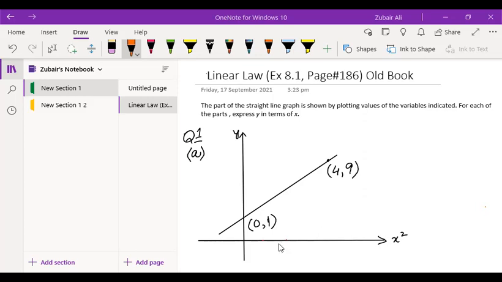You might be thinking, where did this straight line come from here? In fact, this is converted from a non-linear equation to show a straight line graph. This is what we call linear law.